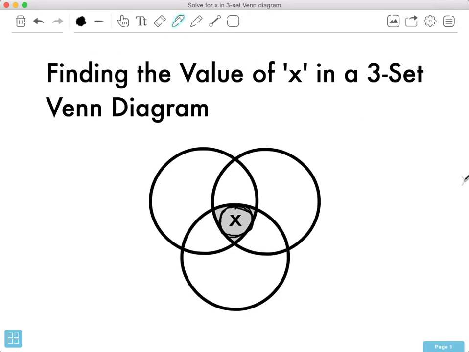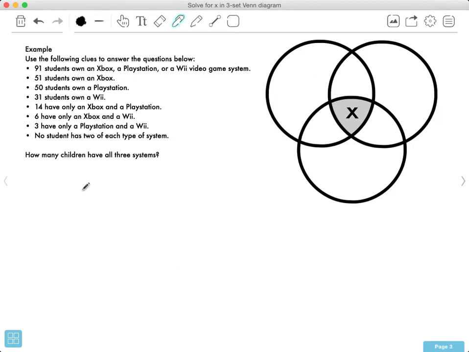In order to calculate that middle number, you have to use the principle of inclusion and exclusion, which is a large and fairly ugly equation that you can use to figure out the middle number. Before you start on the equation though, let's start putting some of the information in here. I don't know x, so I'll put x in the center. I don't know how many have all three systems, but I can put in the next batch of information.